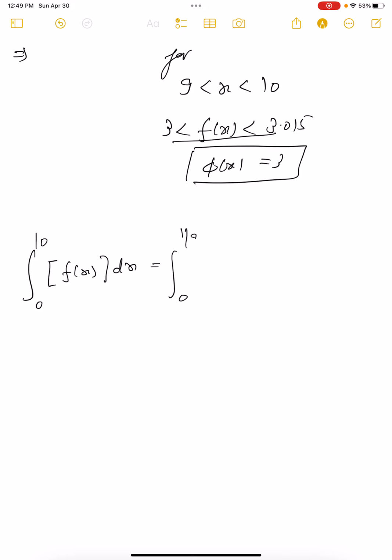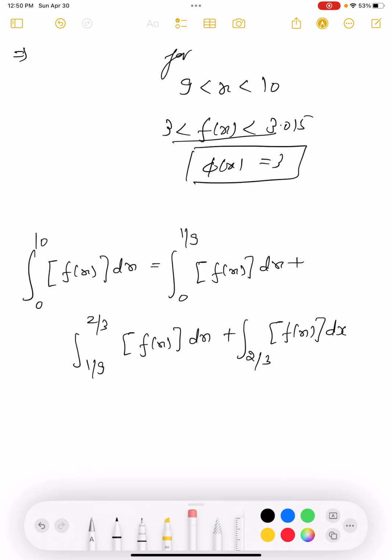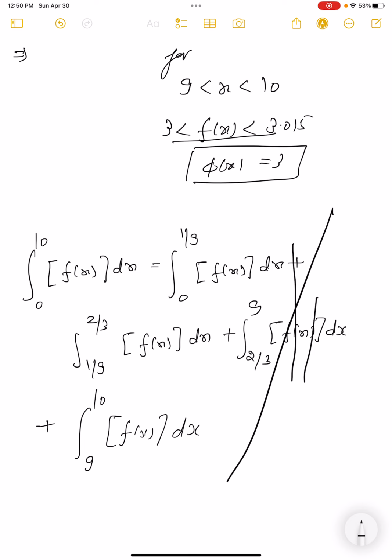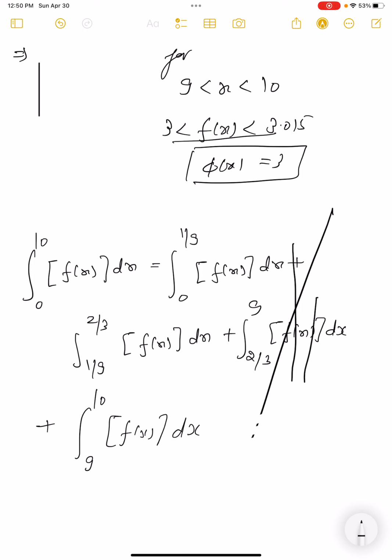So we can break it from 0 to 1 over 9 greatest integer of f of x dx, plus 1 over 9 to 2 upon 3 greatest integer of f of x dx, plus 2 upon 3 to, sorry, not 3, it's 9, then from 9 to 10 greatest integer of f of x dx. Okay, it makes sense.